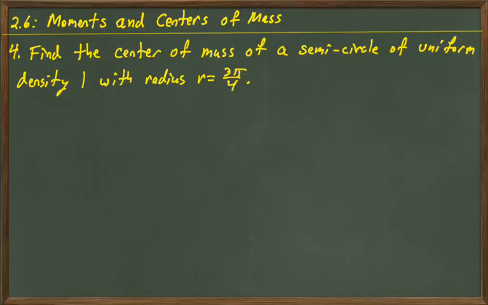All right, this is the third part in the 2.6 moments and center of mass. We're just going to do one more example of finding center of mass of a planar lamina. So this is example number 4. Find the center of mass of a semicircle of uniform density 1 with a radius of 3 pi over 4.